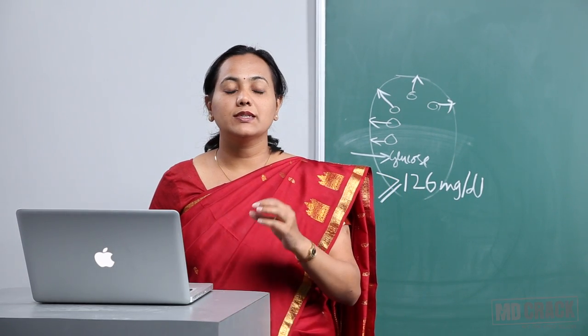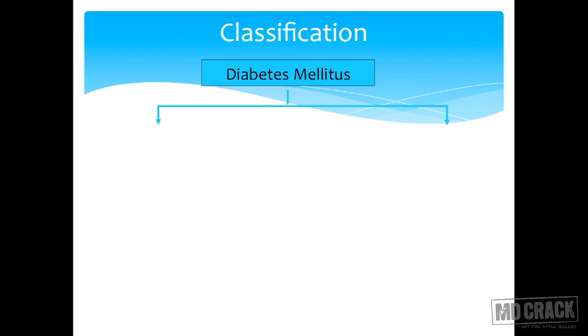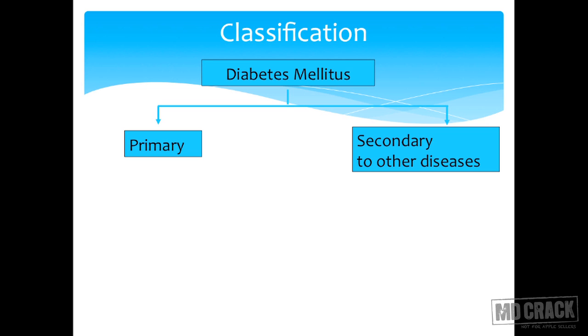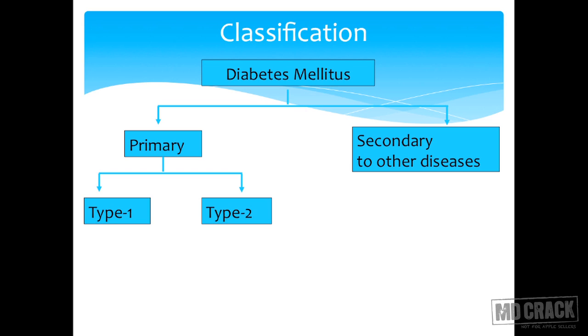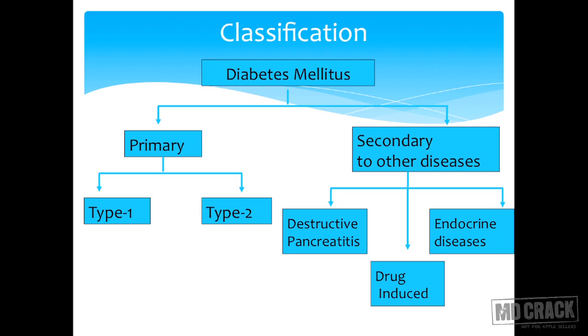We'll go further. How is diabetes mellitus classified? Now, classically, diabetes mellitus has been classified as primary and secondary to other diseases. Primary DM involves type 1 DM and type 2 diabetes mellitus. Secondary to other diseases could be due to any other condition like maybe destructive pancreatitis, maybe there is another endocrine disease like Cushing's or hyperthyroidism, or maybe it may be drug induced where some drug has been given and this has led to the loss of pancreatic beta cells.